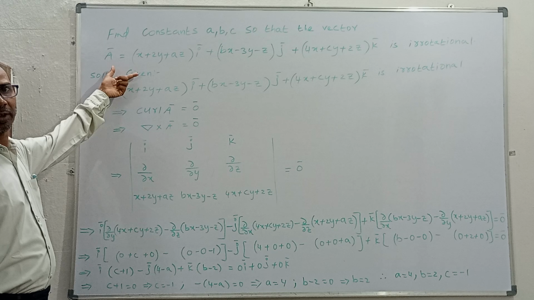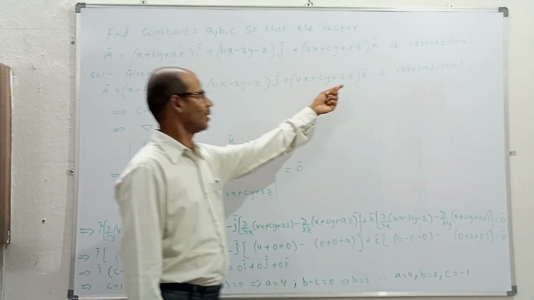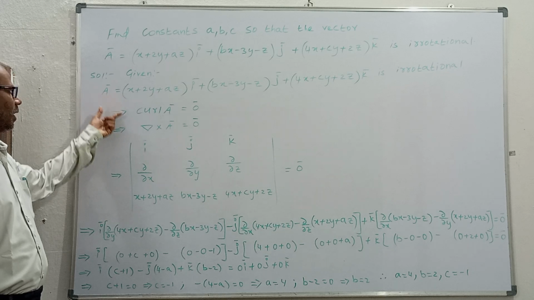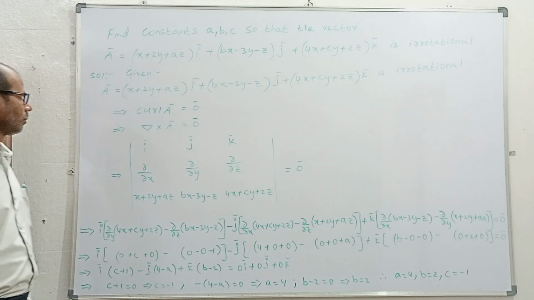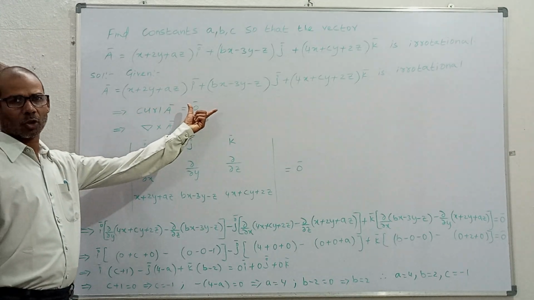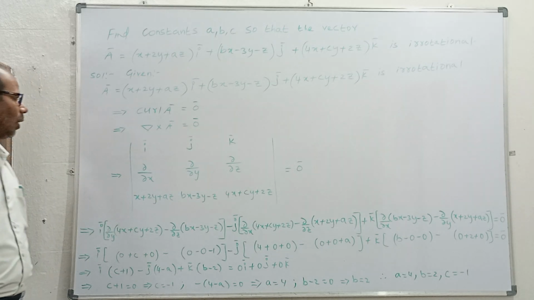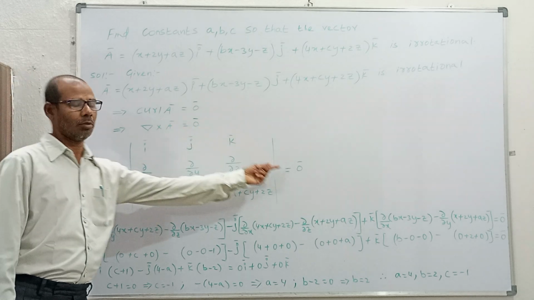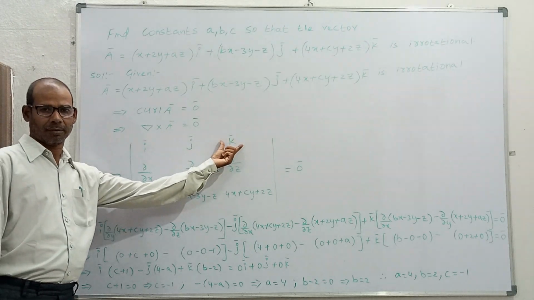So let us write down what is given here. It is given that A bar is irrotational. Since the vector A bar is irrotational, it implies that curl of A bar is equal to 0 bar. Curl of A bar equals 0 bar implies del cross A bar equals 0 bar. So del cross A means you have to find the determinant of this and equate it to 0 bar. So now let us write down the coefficients i, j and k.